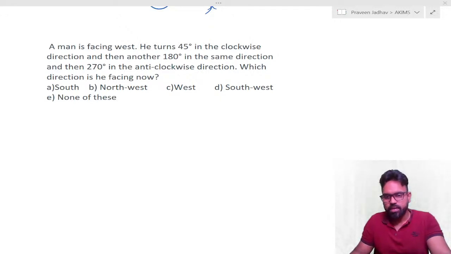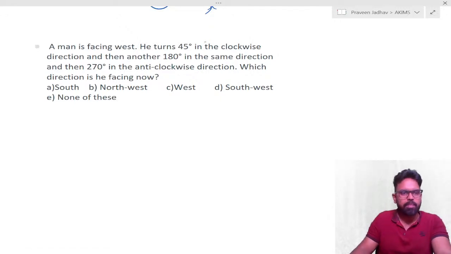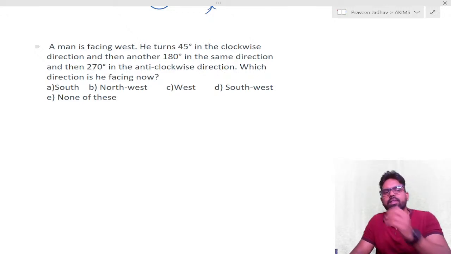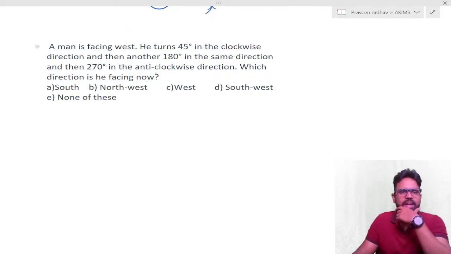What do I have here? Everyone, Southwest says we have an answer. Southwest. A man is facing west. He turns 45 degrees in the clockwise direction and then another 180 degrees in the same direction, and then 270 degrees in the anti-clockwise direction. Which direction is he facing now? He says. Okay. Listen to me carefully.